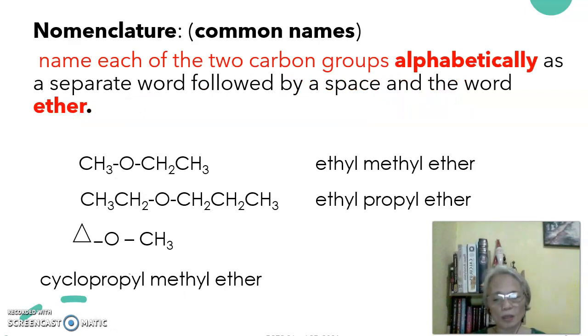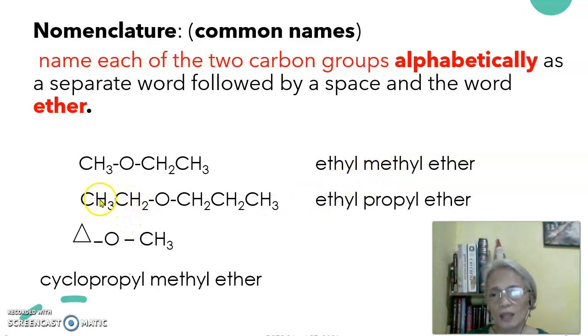So how do we name ethers? So first, we discuss how to give common names of ethers. So how do we do that? We identify the alkyl or aryl groups bonded to the oxygen atom and then name them alphabetically, separated using the word, and affixing the word ether in the end. So let us try to do that. So we identify this to be methyl, and this is the ethyl group. So we write them as ethyl methyl ether. The name is ethyl methyl ether because ethyl comes first before methyl.